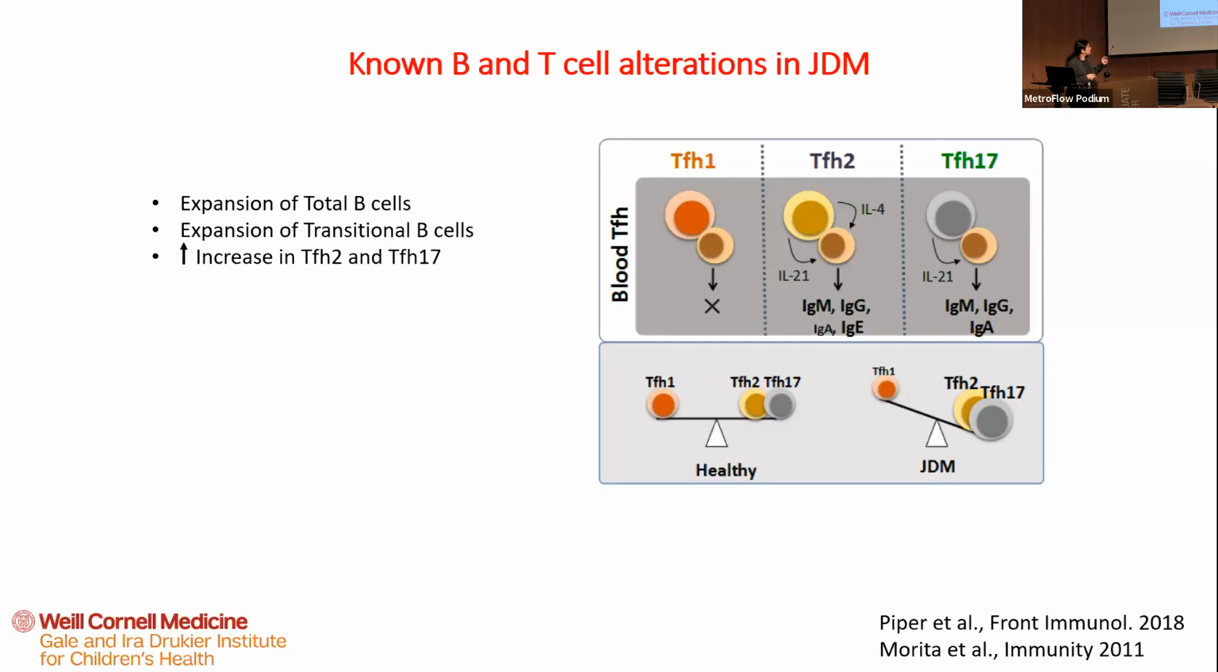Similarly, there are classes in T follicular helper cells, which are CXCR5 positive, and, of course, TFH2 secretes IL-4 and helps in IgG antibody generation, whereas TFH17 cells help more in IgA. And what is shown here is that they found in the JDM patients that this ratio of TFH2 and TFH17 is much more than the TFH1 cells.